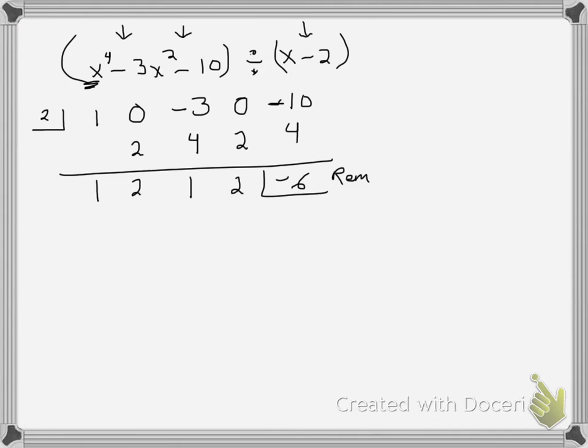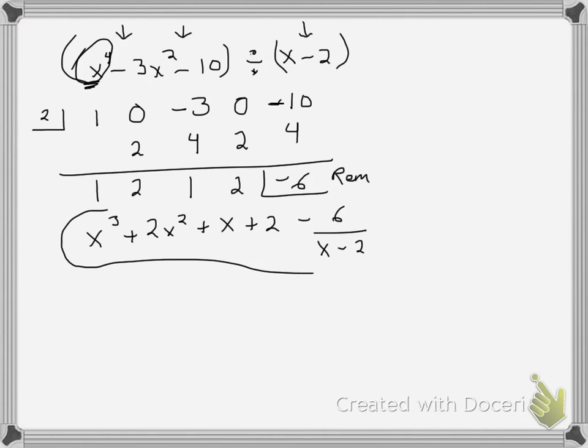So to interpret this, the quotient becomes 1 degree less than the original. This will be x to the third plus 2x squared plus x plus 2, all those positives, minus 6 over the divisor, the original divisor, x minus 2. And that's all there is to it. It's actually a pretty swift little technique here.